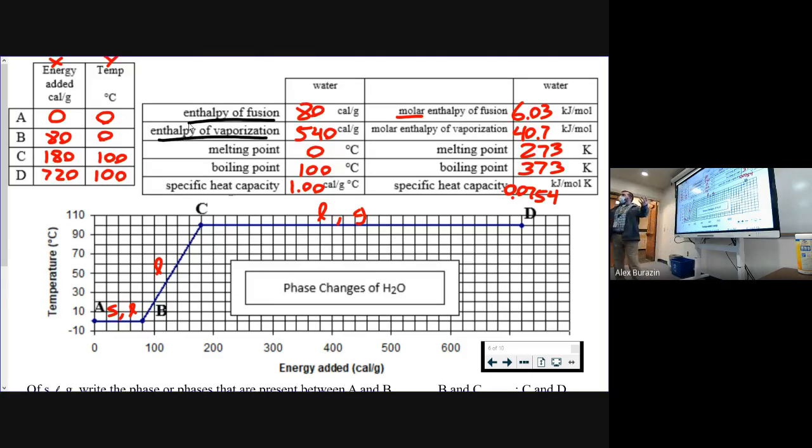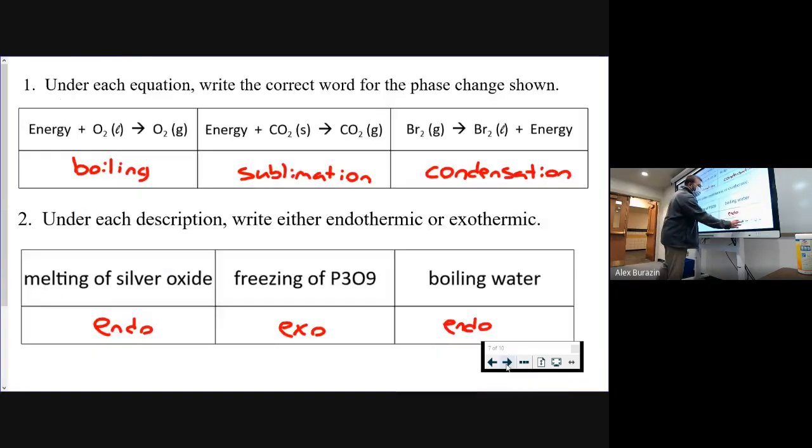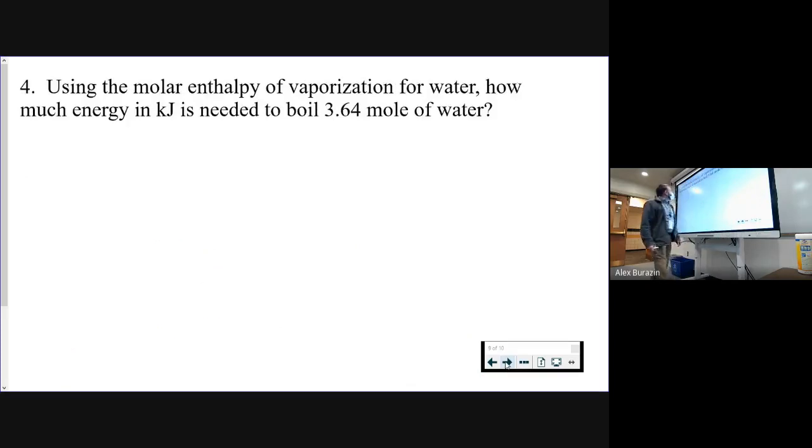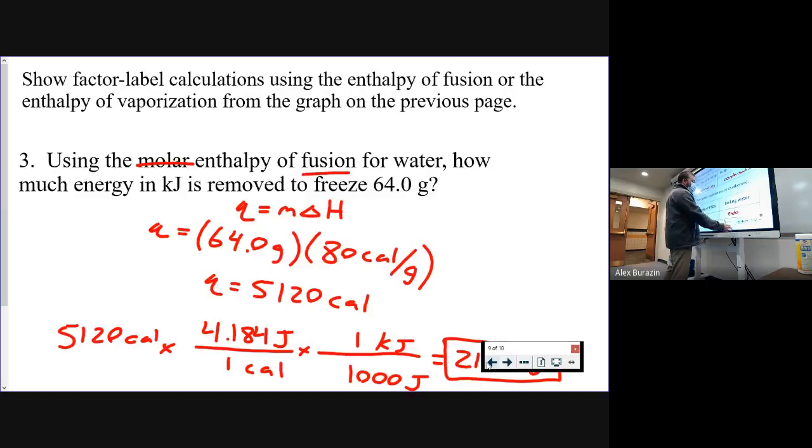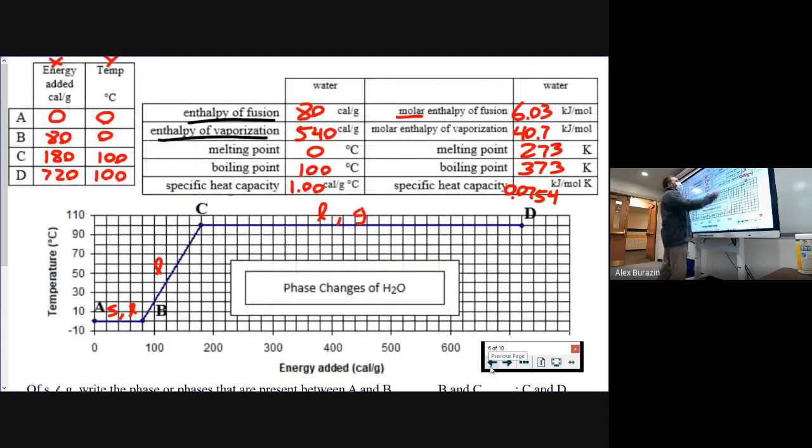And we'll use the one that's appropriate for what we need to know, or what we're trying to figure out. Okay? We did one of these problems yesterday at the end. I've got one more here before we hit the big one at the very bottom. But let's try number 4. Using the molar enthalpy of vaporization for water, how much energy in kilojoules is needed to boil 3.64 moles of water? The molar enthalpy of vaporization we calculated yesterday.